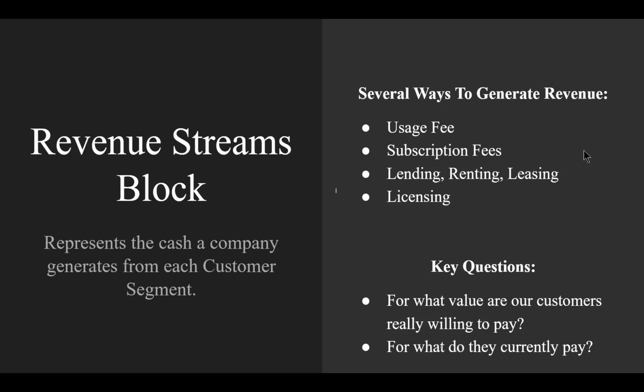The key questions about this part are, for what value are the customers really willing to pay, and what do they currently pay for right now? When you ask these two questions, and the third one, how will you receive the money from the customer, you will be able to write down your revenue streams in the canvas. The next part is the key resources part.